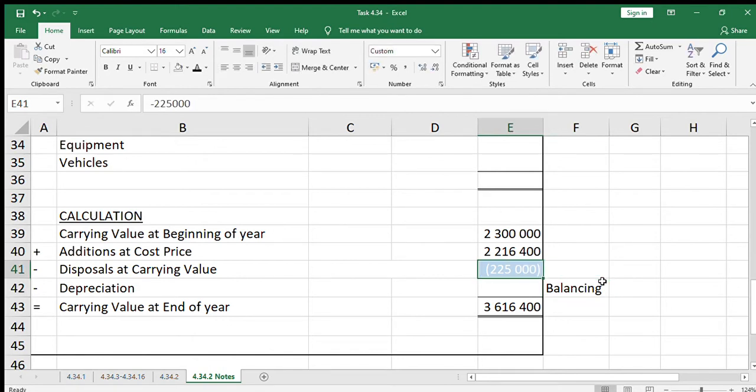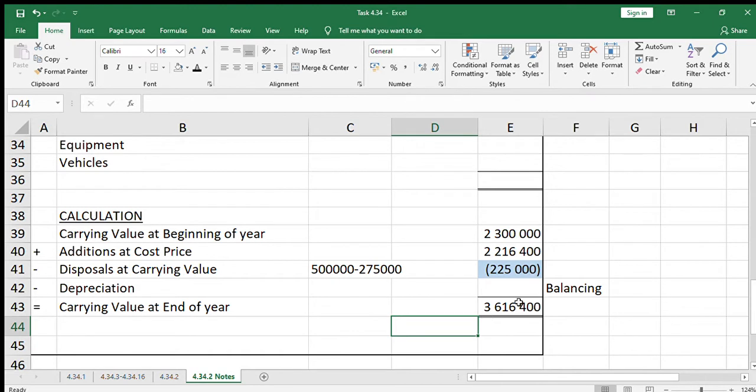And then we need our disposals at carrying value. So if you look at number 6, it says fixed assets were sold during the year for 200,000 Rand. The cost price of these assets was 500,000 and the accumulated depreciation was 575,000. So to get carrying value, we say 500,000 cost price minus 275,000 accumulated depreciation, and that will give us a carrying value of 225,000.